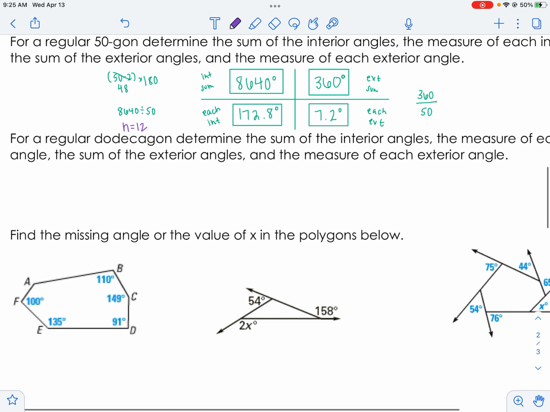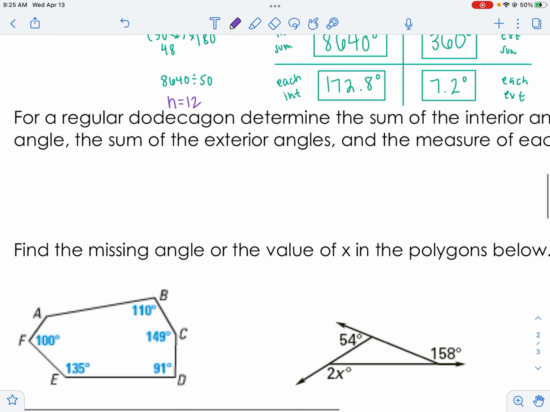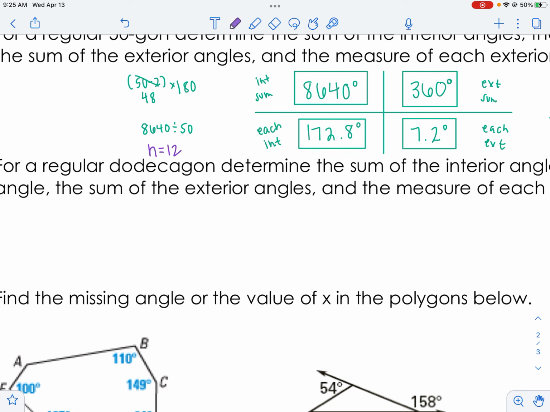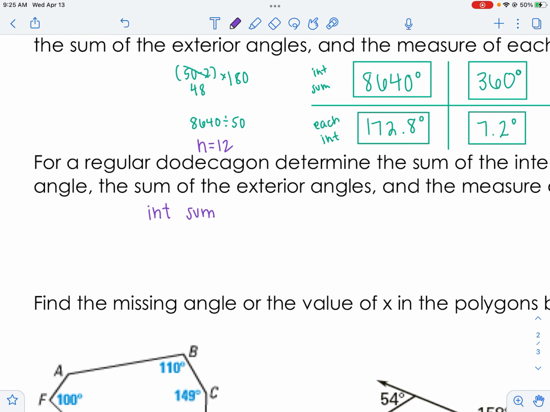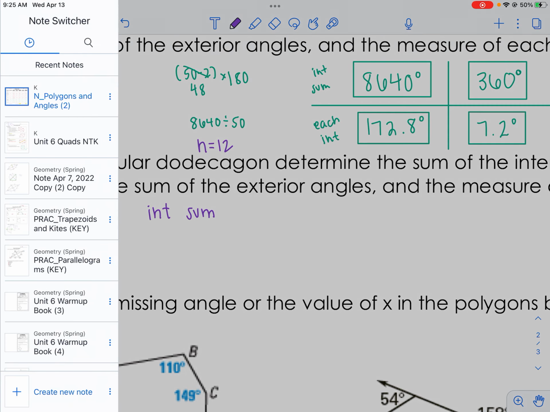Determine the sum of the interior angles, the measure of each interior, the sum of the exterior, and the measure of each exterior. Some people like to write it out instead of in a grid. Some people like to do just one task at a time. So if we do it that way, my interior sum would be, looking at that formula, n minus 2 times 180.